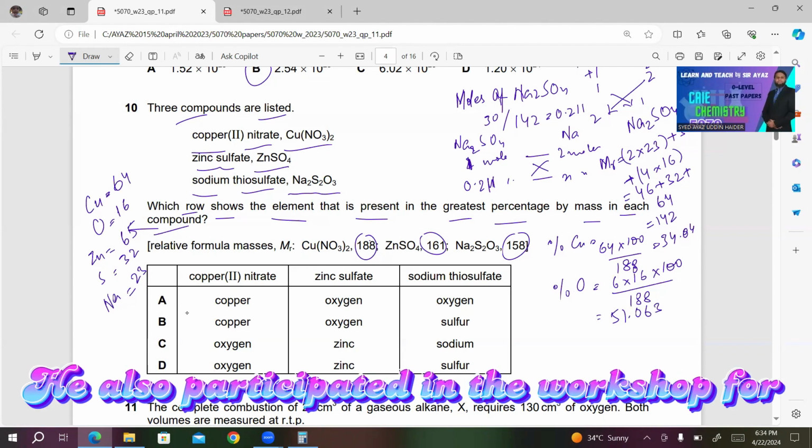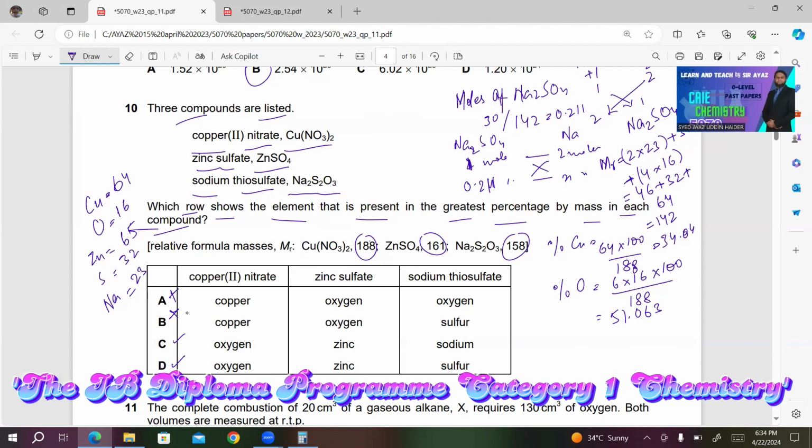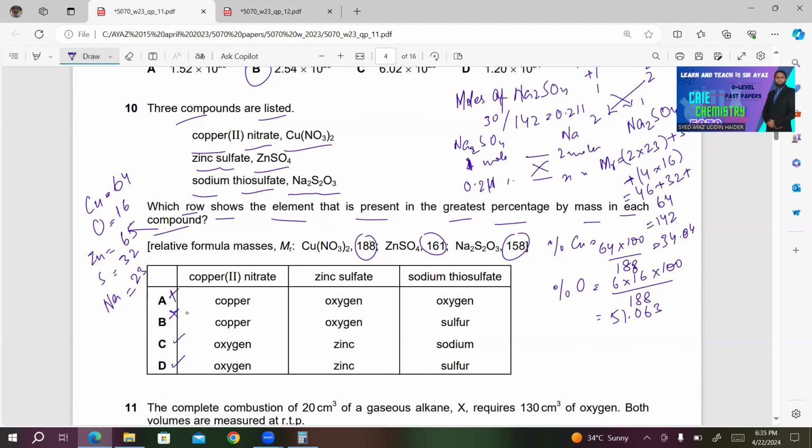Now, which means that either C is correct or D is correct. Both A and B are incorrect. You see, I have narrowed down the choices, so no need to work out the oxygen in zinc sulfate as well as in sodium thiosulfate. And you don't need to work out the percentage of zinc in zinc sulfate because obviously both C and D contain zinc. So zinc must be present in the large percentage.